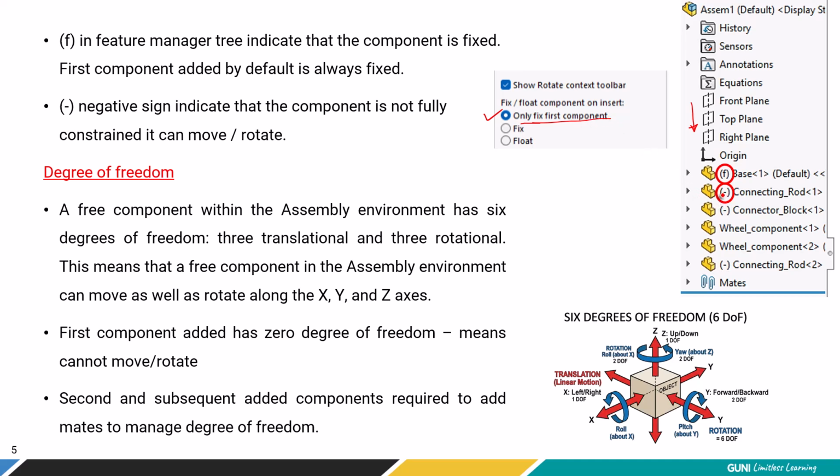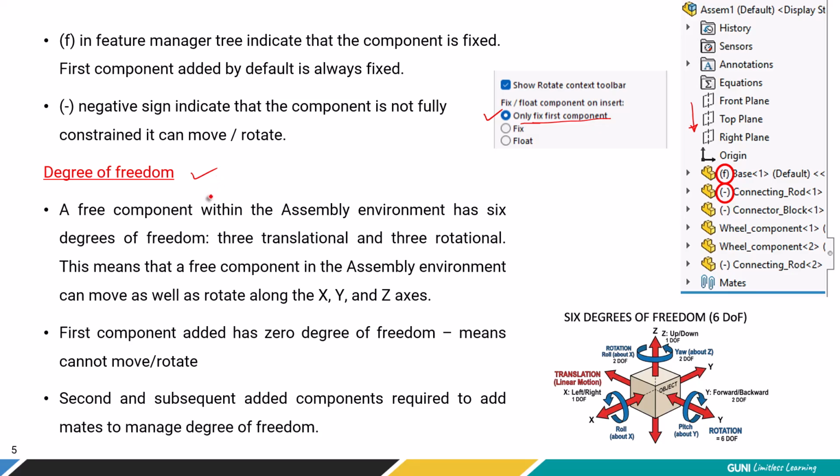Then subsequently you will see the minus symbol. The minus symbol indicates that the component is not fully defined or fully constrained. It is free to move in particular directions. So sometimes you need to control the degree of freedom. The first component which you enter in the assembly has a degree of freedom of 0.